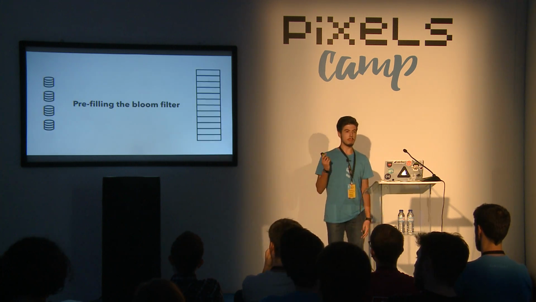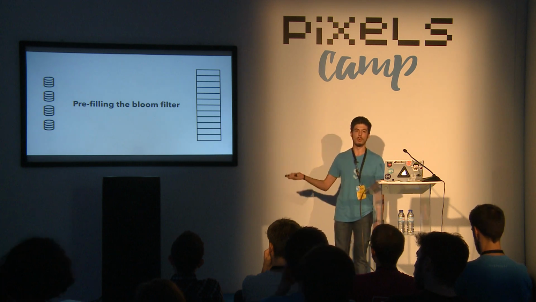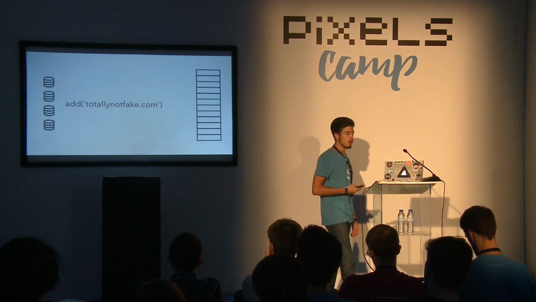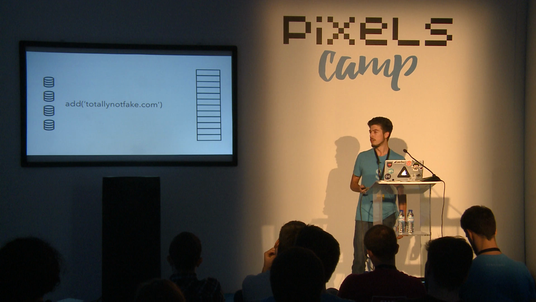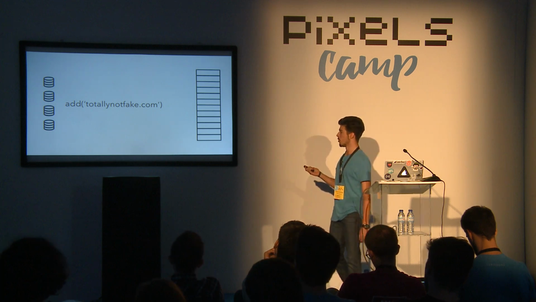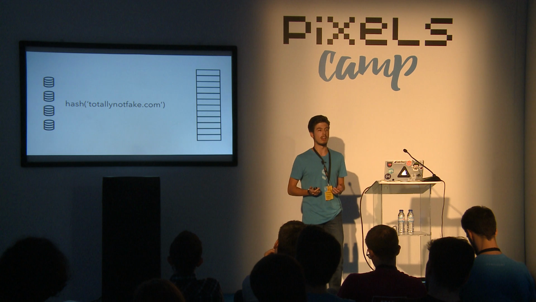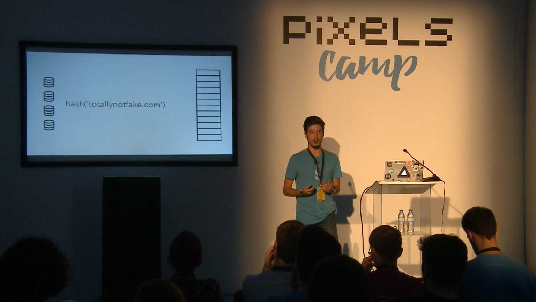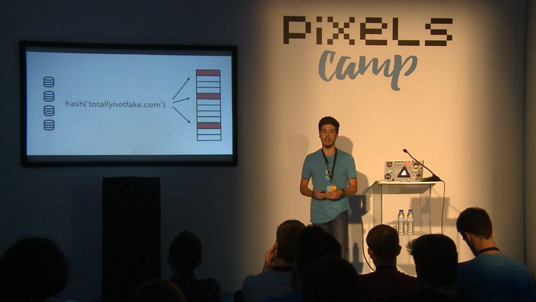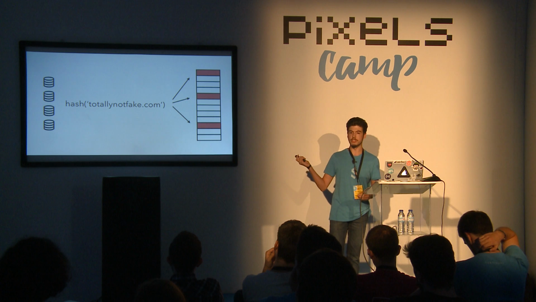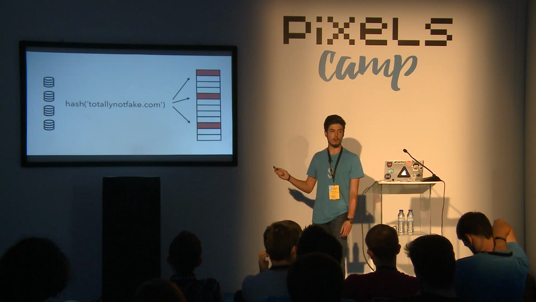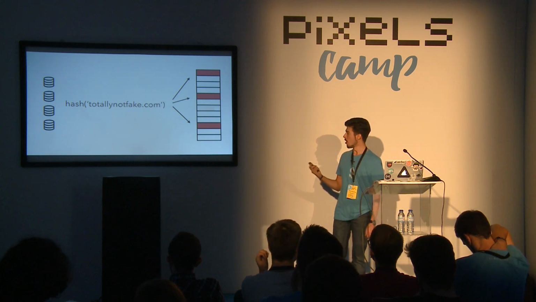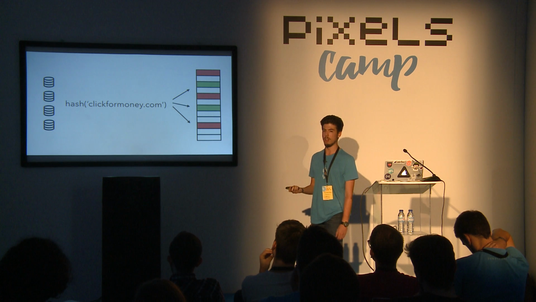Okay, so let's start by pre-filling the bloom filter. We're going to go through all the URLs in our gigabytes of database, and we're just going to add them. So suppose we're adding totallynotfake.com. Internally, what the bloom filter is going to do is hash it. And this is not a regular hash in the way that you're not going to get a new string or a checksum or whatever. You're going to get indexes of the array. So you're going to get 3 indexes, and the array is set to 0. The corresponding indexes will then be set to 1, and we just marked it in the picture. Moving along, we're going to hash the next URL, which is clickformoney.com.